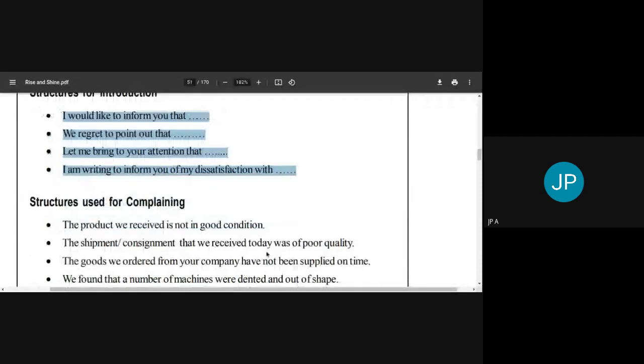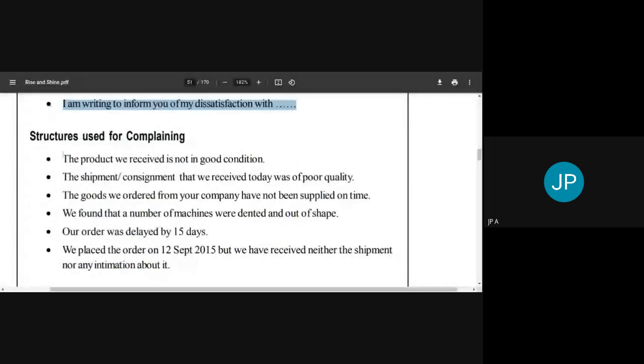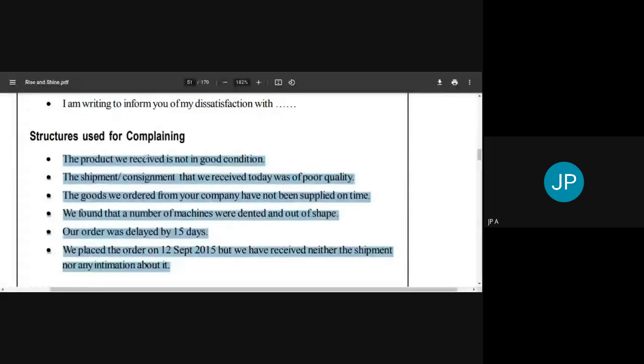Then there are structures which can be used to clearly mention what the problem is. First you say there is a problem in the introduction, and what the problem is comes in the next part of the letter. It can be about a problem of the device that was delivered to you, or it can be about the time in which it was delivered. That is, you ordered a product and you get it after 1 month or 2 months. That is delay in delivering the product. Or you have ordered for something, you get something else. You order one item and get a different item. So that is also a reason for complaint. And you order a product, the product does not have the particular quality that they claim, then also it is a problem.